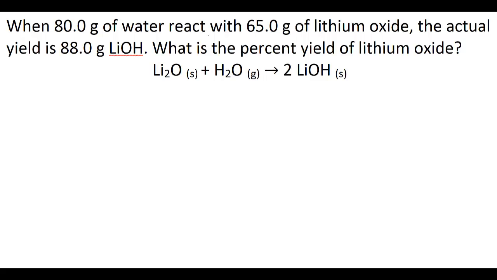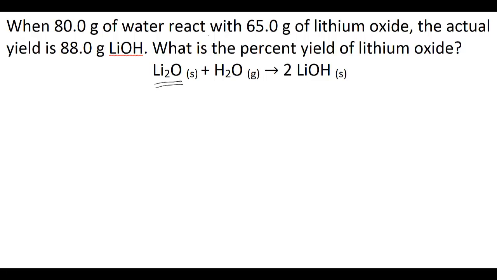In this video, I'm going to show you how to find percent yield. In order to find percent yield, you need to do a couple of things first, and they were done in previous videos, so I'm not going to do that again. But you have to determine which of the two reactants is the limiting reactant. It was already determined that lithium oxide is the limiting reactant.